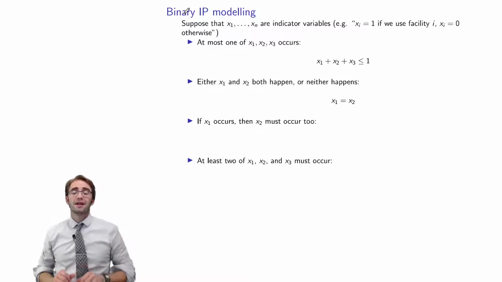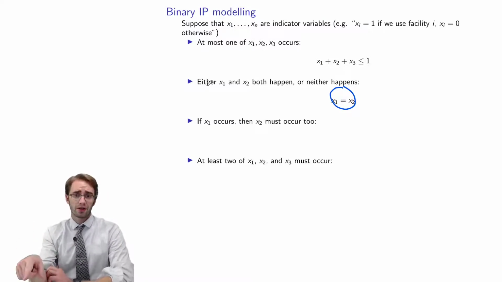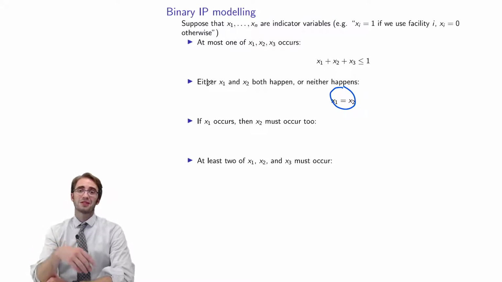Let's do implication. That's the third one. If x1 occurs, then x2 must occur also. So it's tempting to say, well, why isn't that the same as this one up here, right? That x1 is equal to x2. Well, there is a distinction here in this third one. I've said if x1 occurs, then x2 has to occur. But if x1 does not occur, then I don't have any information about x2. So if x1 is 1, then x2 is 1. But if x1 is 0, then x2 could either be 0 or 1. So there's no condition imposed when x1 is equal to 0.